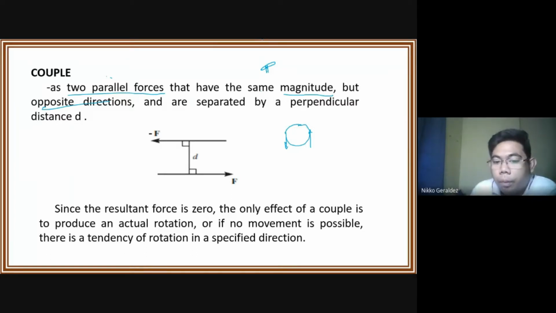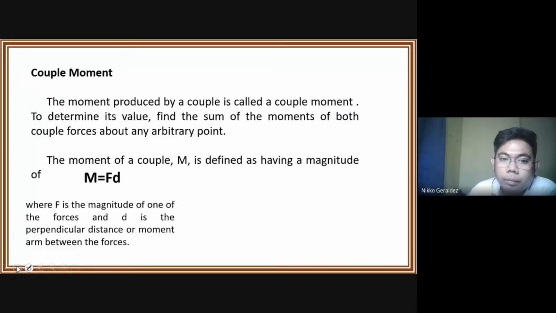Tandaan lang, ang effect lang ng couple sa object is rotation. Tandaan yung characteristic ng couple: parallel, same magnitude, opposite in direction, and are separated by a perpendicular distance. Then, meron din tayo tinatawag na couple moment. The moment produced by a couple is called a couple moment.